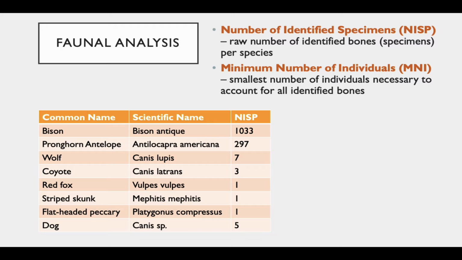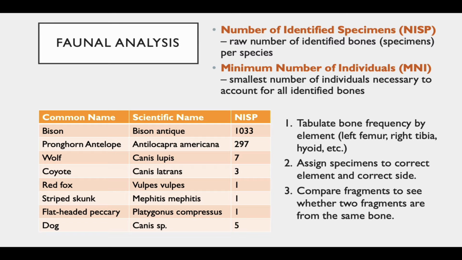When a faunal analysis occurs, there's two primary forms of data that should come out of any kind of analysis. The first being the number of identified specimens, or NISP, and this represents the raw number of identified bones or specimens per species. So that's what you're seeing represented in the table here. Clearly a lot more bison bones in this particular assemblage than any other species that has been observed. The other form of data then is called the minimum number of individuals, or MNI, and in this case it's the smallest number of individuals necessary to account for all of the identified bones. So it's very different in that case from an NISP.